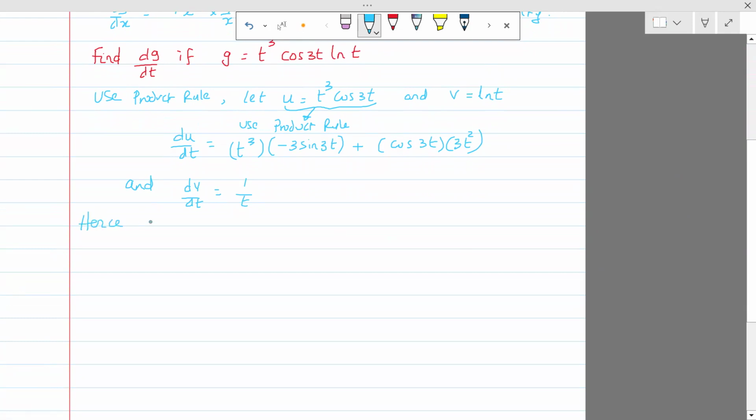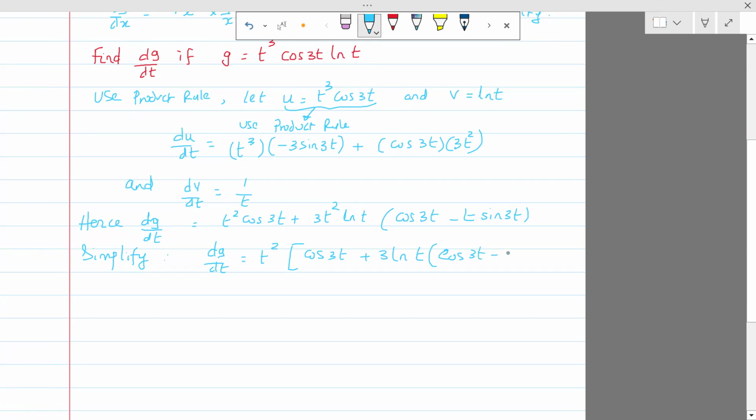So hence, dg by dt becomes, we are going to merge all these now. We are going to have t squared cos of 3t plus 3t squared ln t, cos of 3t minus t sine of 3t. And then simplify. You can also try this as homework. This gives you t squared cos of 3t. That's it. So you can try this, simplify it, and you will get the answer.